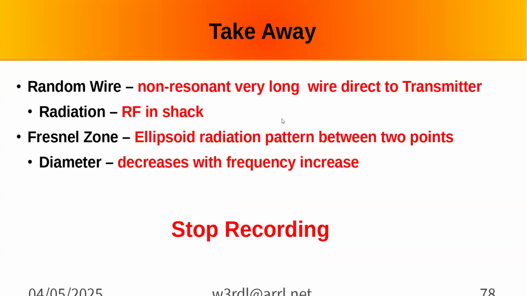Random wire is a non-resonant antenna with a very long wire that goes directly to the transmitter. So you can get a lot of RF. You really need to have every chassis tied together, single point ground. And the Fresnel zone was just an ellipsoid radiation pattern between 2 points. That's frequency dependent. Questions on those?